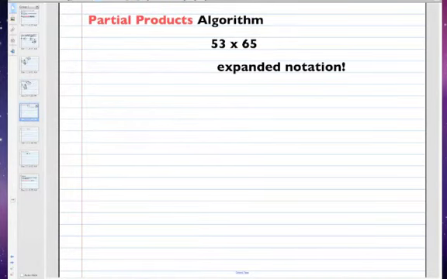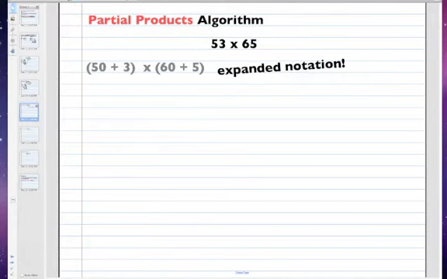So now let's say I want to apply that distributive property to an algorithm called partial products. When I have two factors, such as in this problem, 53 times 65, the first thing I would want to do is rewrite the problem in something called expanded notation. You're pulling apart each factor into its individual place values. So 53 is written as 50 plus 3, and 65 is written as 60 plus 5.